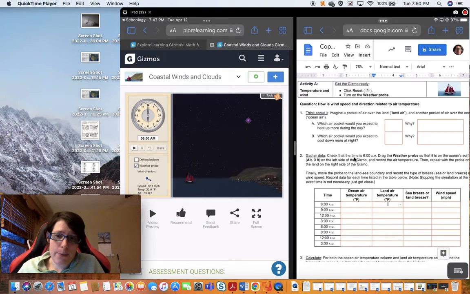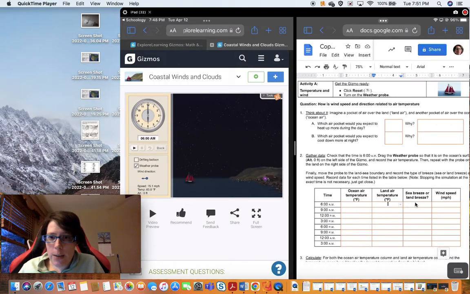Then you're going to gather some data. See how the time here is 6 a.m.? We're going to take this weather probe, that's this red thing, and we're going to put it over the ocean. We want our altitude to be 0 feet. And then we're going to record the ocean temperature. It says it's 68 degrees. Then we're going to go over to the land here. We still want an altitude of 0. And it says that our temperature is 60 degrees. So we would record that right here.